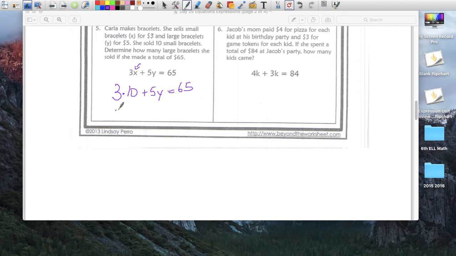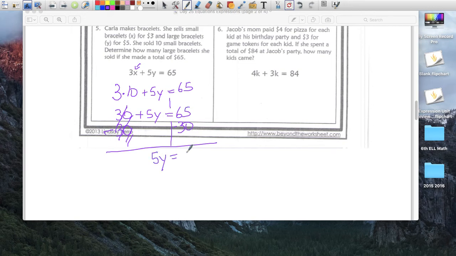3 times 10 is 30, plus 5y equals 65, right? Now, remember when we started equations the first time, I showed you a scale, and I took some of the books, and there was a puppy. So if I took this out, I must take from this side. So here's your scale. On one side you have 30, and on the other side you have 65. So let me remove 30. If I take 30 out here, I'm going to do minus 30. And this is going to be a 0, and I'm going to bring down 5y.